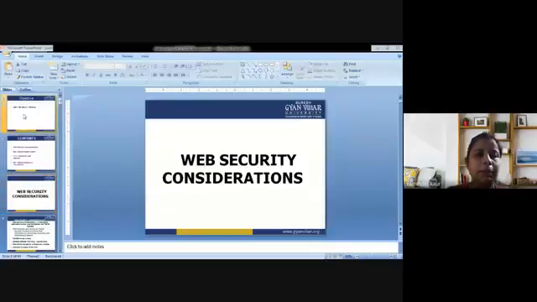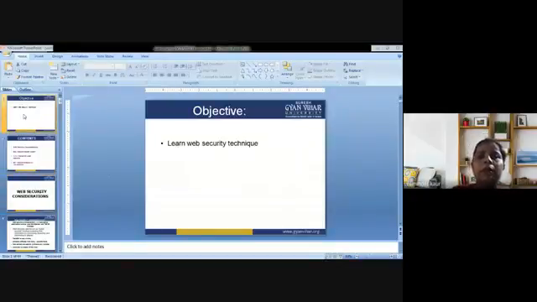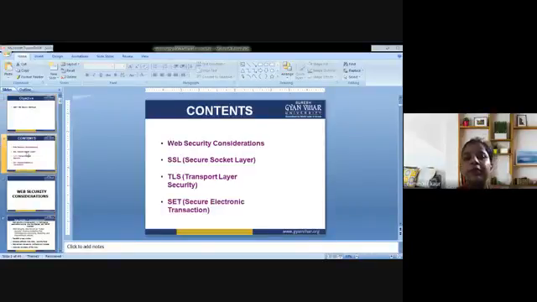Security and cryptography fundamentals. Like we are already doing, discussing web security considerations, SSL, transport layer security, and we have discussed a bit about SCT. Today we are going to discuss in detail about SCT. So let's have an overview of all the techniques that have been discussed so far.